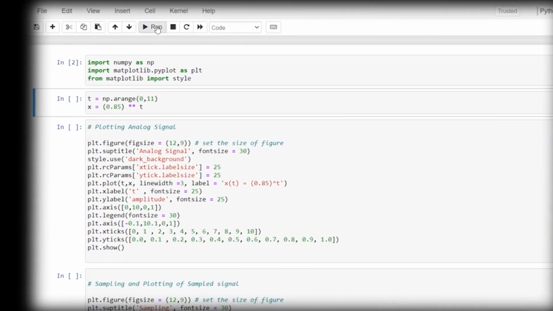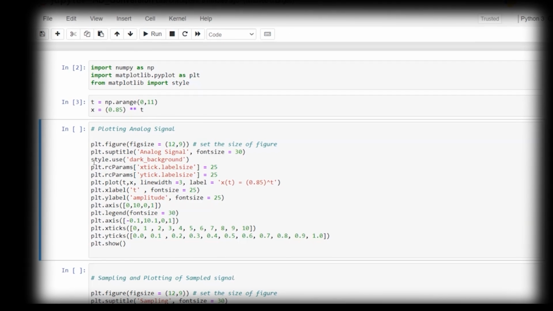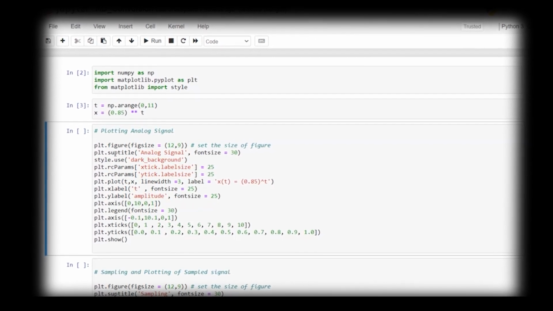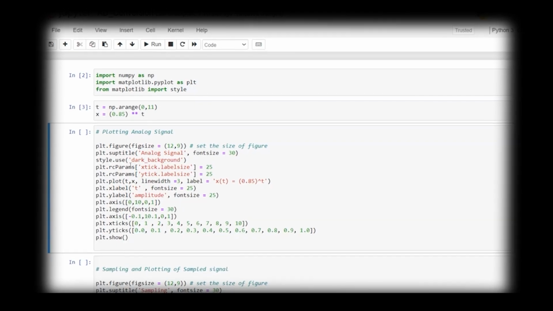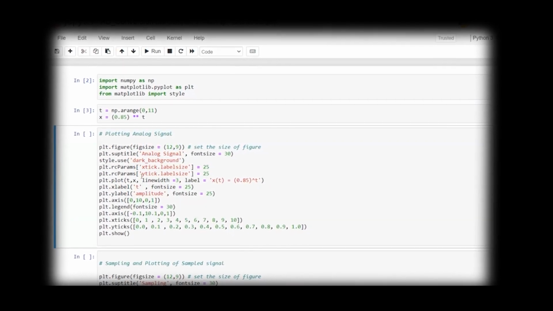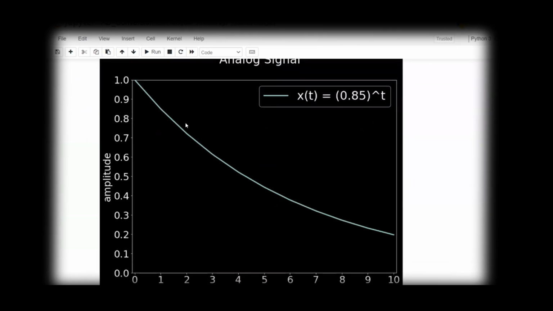This is our analog signal, and you can see that it is the same signal we studied earlier. Its fixed value or coefficient is 0.85. You can see that on the x-axis, we have the time values from 0 to 10, and on the y-axis, we have the amplitude ranging from 0.1 to 1. Now, the next step is to sample this signal and produce a discrete sequence.